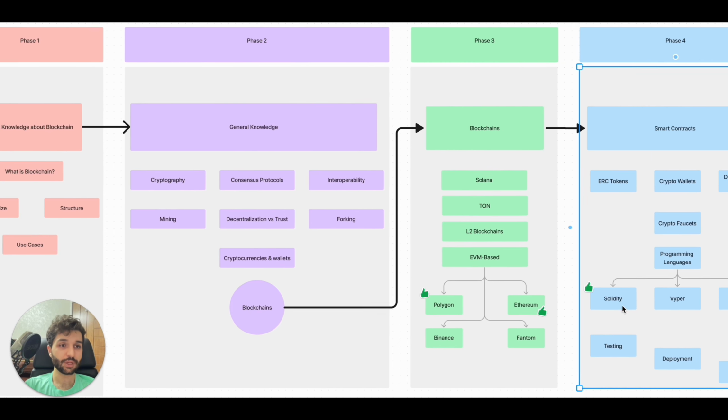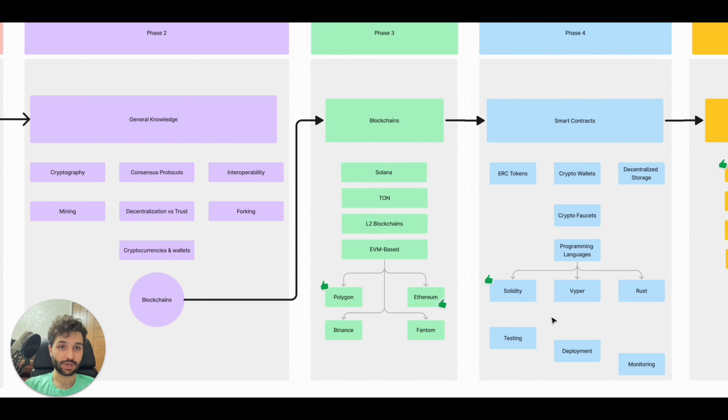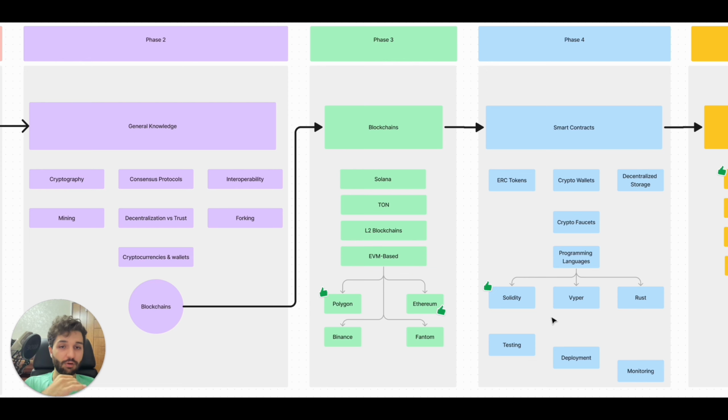After that, you should learn how you can develop a smart contract. At first, in the first step, what is a smart contract at all? Why are we using a smart contract? After that, you should learn about ERC tokens, crypto wallets, decentralized storage, how we can store our data in the blockchain. And the programming language that we have here for a smart contract can be Solidity, Rust. And my suggestion here is Solidity.